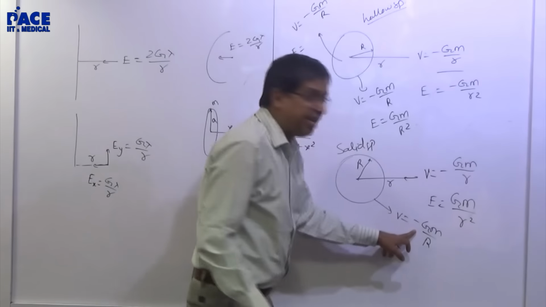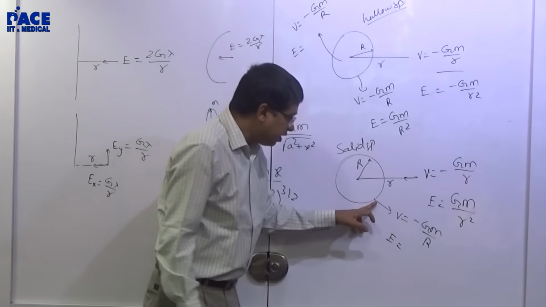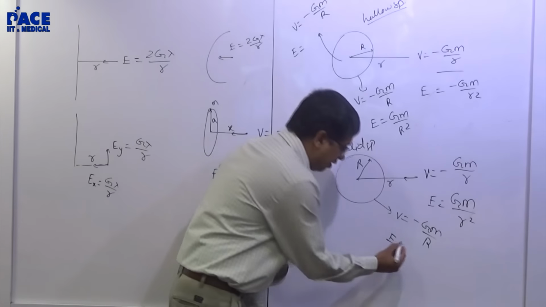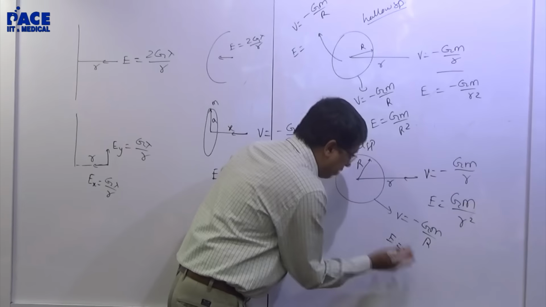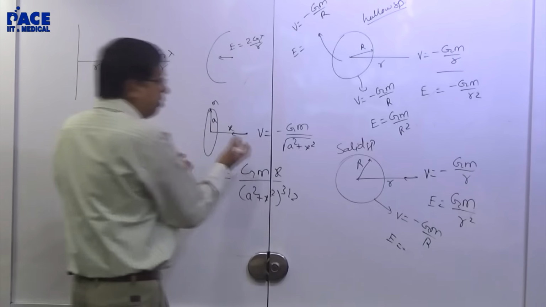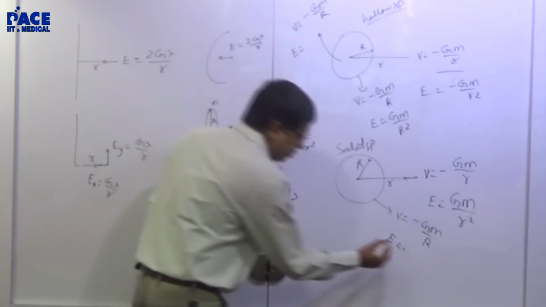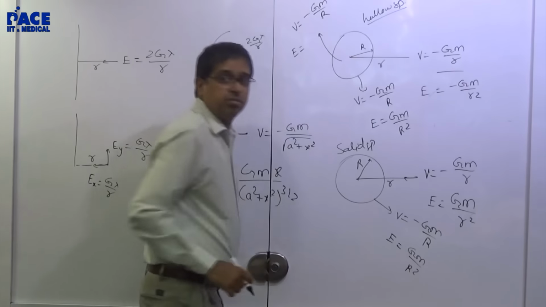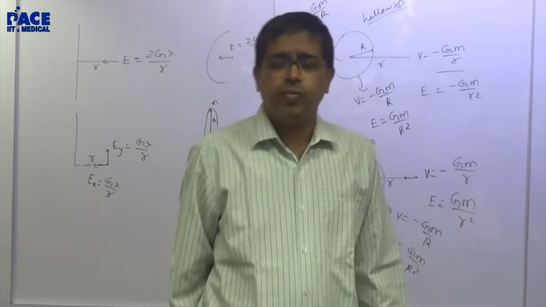Potential is visible, right? On the surface, I will replace small r with capital R. You are giving me shock treatment. Minus for field I will never carry. So many times we have written on the board. GM by r square. Sit down.